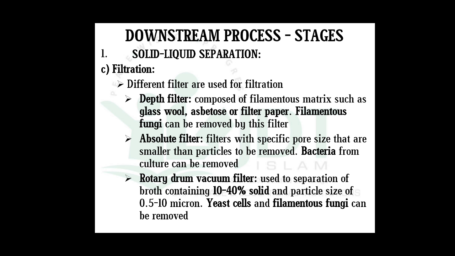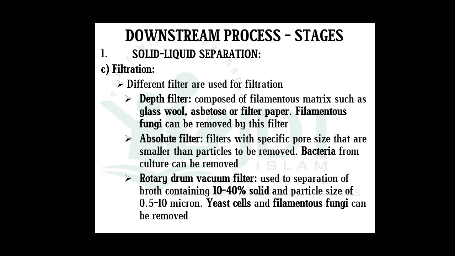Filtration can be done by using different filters. First are depth filters, which are composed of a filamentous matrix such as glass wool, asbestos, and filter paper. By using this depth filter, we can remove filamentous fungi. Next is the absolute filter, a filter with specific pores that are smaller than the particle to be removed. By using this absolute filter, we can separate bacteria from the culture media.